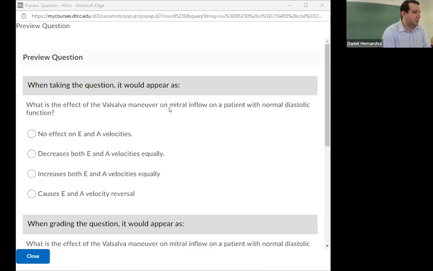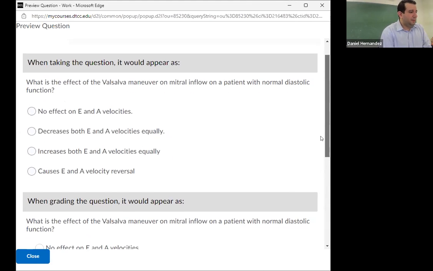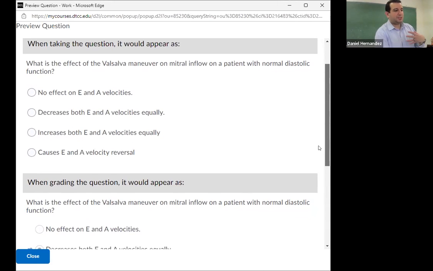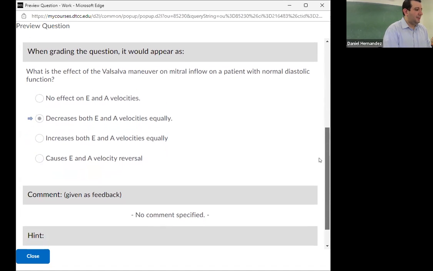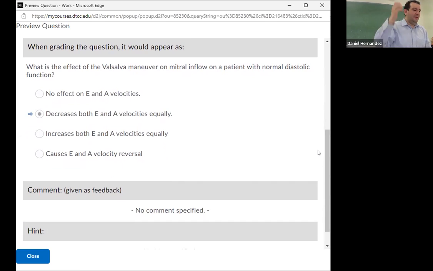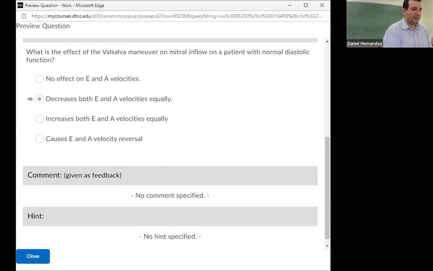What is the effect of Valsalva maneuver on mitral inflow on a patient with normal diastolic function? So on a patient that has normal diastolic function, so they're not in any of those stages of diastolic dysfunction, Valsalva will actually decrease both the E and A waves equally. In a patient that has diastolic dysfunction, when we have them Valsalva, we'll get a decrease of the E wave and an increase on the A wave.